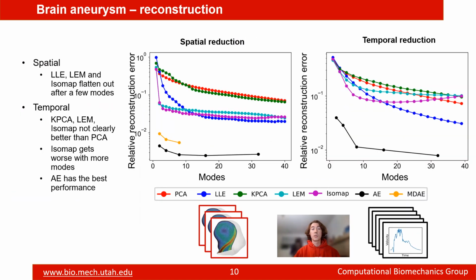Let's see the brain aneurysm results. For spatial reduction, kernel PCA is slightly better than PCA, and the other 3 manifold learning methods have similar reconstruction error. Again, the 2 autoencoders have the smallest error. For temporal reduction, the manifold learning methods have similar error to PCA. What's interesting to point out here is that for some of the methods like ISOMAP, the error starts to increase after a given number of modes, which is certainly a peculiar feature that is not desirable. Also, in this case, the autoencoder had the lowest error.